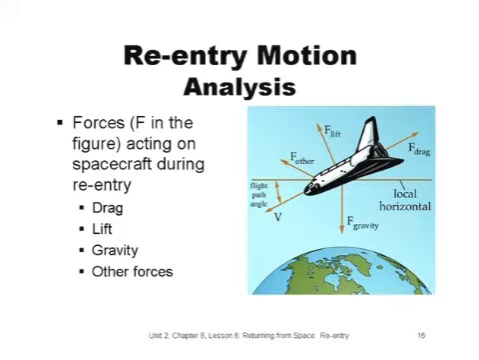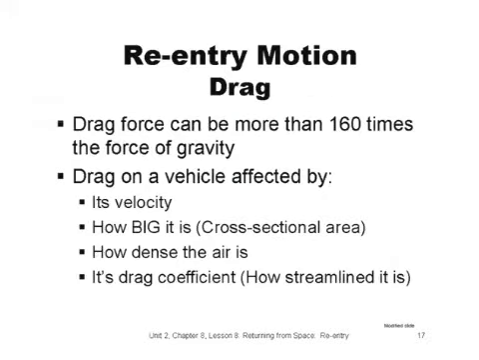But to keep this complex topic simple, we can begin analyzing the motion by reconsidering the meteor example that we mentioned earlier. The drag force on a meteor or a space vehicle depends on several things. But one fact is that the drag force is more than 160 times larger than the gravity force. What factors do you think would affect the force of drag on the meteor or vehicle?